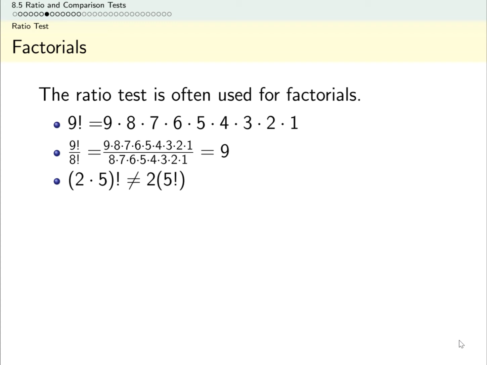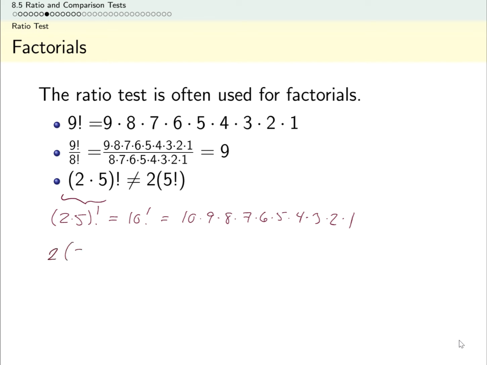Here's a common mistake that people make when they're first thinking about factorials. We cannot factor out a constant from a factorial. If I have (2 times 5) factorial, I do what's in the parentheses first, so this is 10 factorial. That's 10 times 9 times 8 times 7 times 6 times 5 times 4 times 3 times 2 times 1.